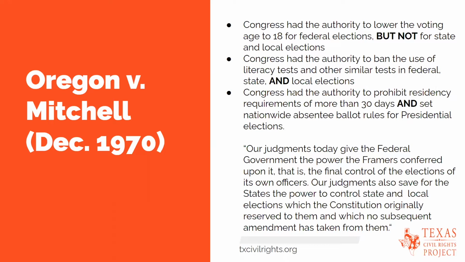So by way of explanation, Justice Black, who ended up delivering the court's opinion, wrote in his majority opinion, "Our judgments today give the federal government the power the framers conferred upon it. That is the final control of the elections of its own officers. Our judgments also say for the states the power to control state and local elections, which the Constitution originally reserved to them, and which no subsequent amendment has taken from them." And as the next slide shows, Congress took him up on that last point very quickly.